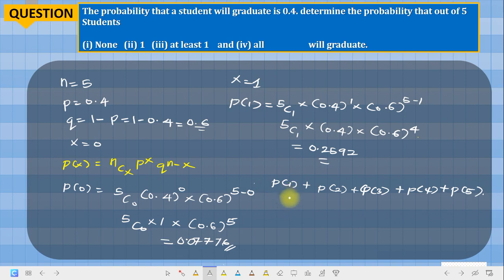So we've already gotten the probability that 1 will graduate. Let's calculate the probability that 2 will graduate. That is 5 combination 2 times 0.4 raised to the power of 2 times 0.6 raised to the power of 5 minus 2. Now 5 minus 2 is 3. When you compute this, the probability that 2 will graduate is 0.3456.